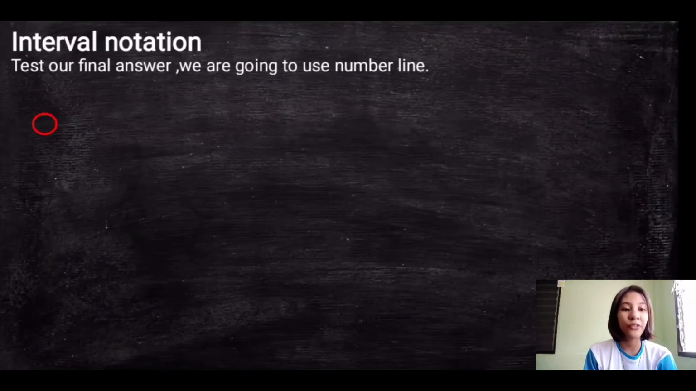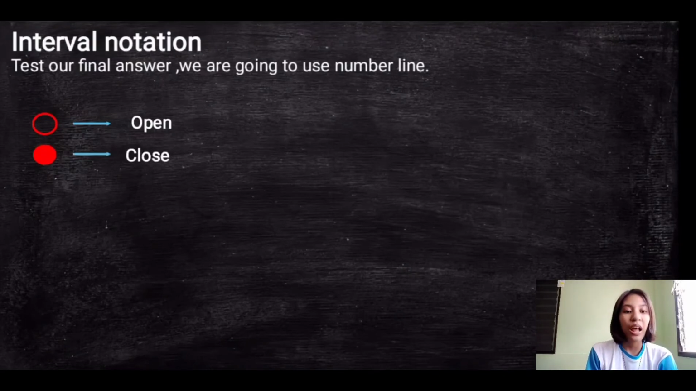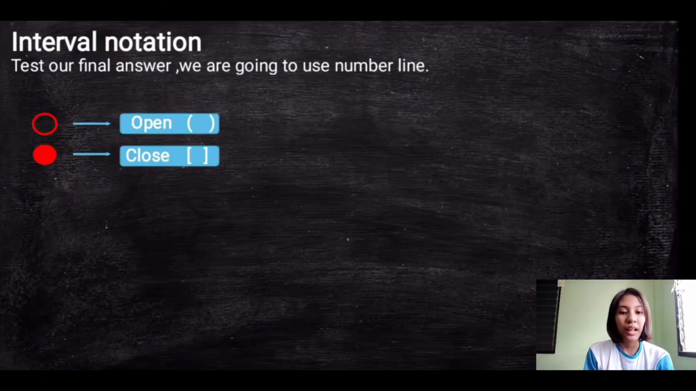Let us first familiarize ourselves with the different symbols that we're going to use in interval notation. If you encounter this symbol, this is what we call open, and the shaded part is what we call closed. If you encounter this hollow circle over here, we will use parentheses. And if our circle is closed, or shaded, we will use a bracket sign. So, now let us say for our final answer, we have this output.